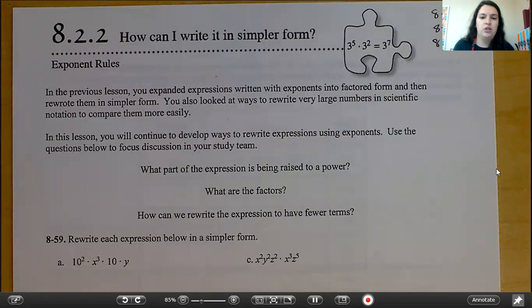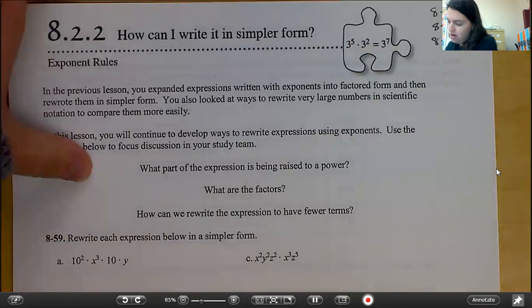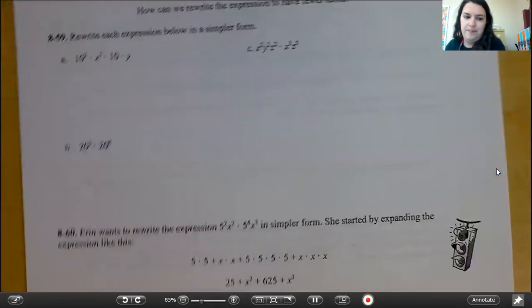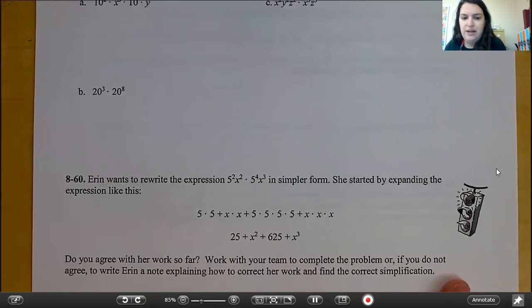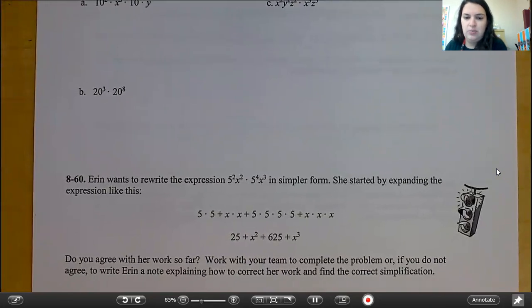What part of the expression is being raised to a power? What are the factors? How can we rewrite the expression to have fewer terms? So looking at 860, Aaron wants to rewrite the expression 5 to the second x to the second times 5 to the fourth x to the third in simpler form.